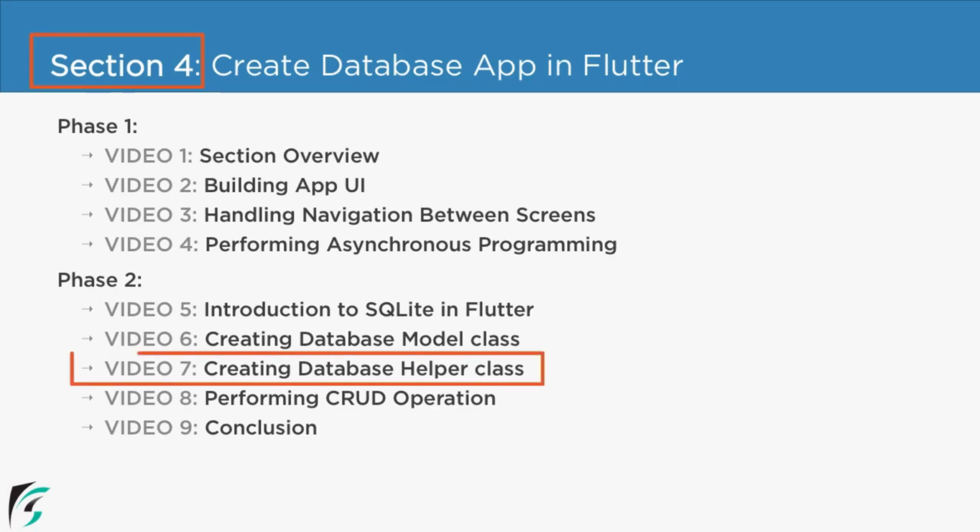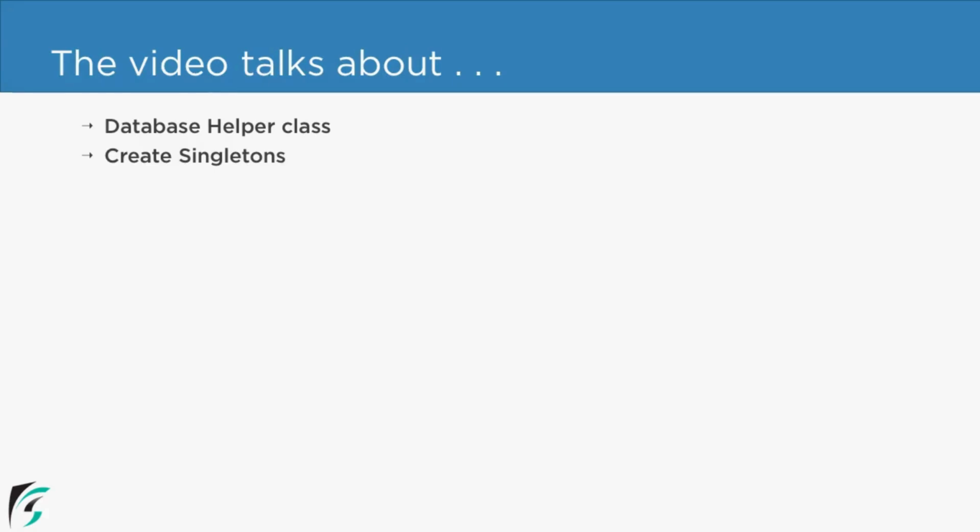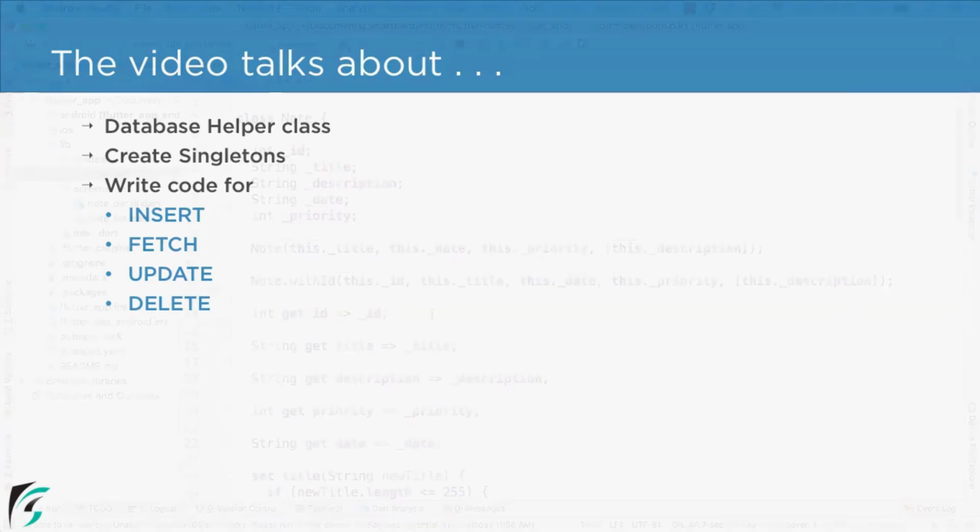We are in section 4 and we are about to check out the 7th video of this section. In this video, we will see how to create a database helper class and create the singleton object for database as well as database helper class. And then we will write functions to insert, fetch, update and perform delete operation.